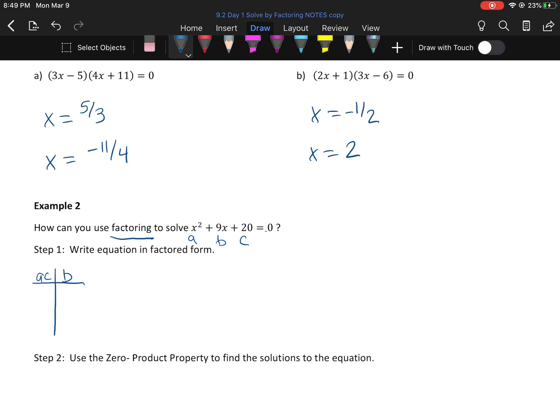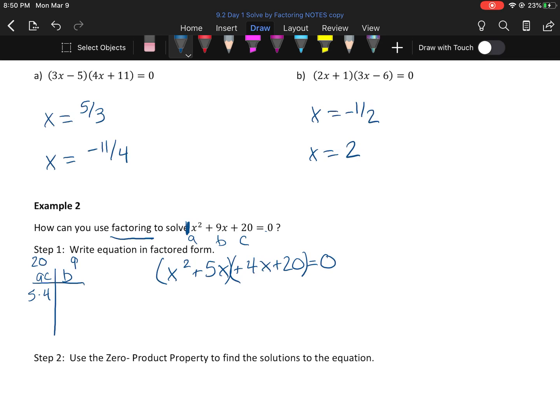A times C in this problem is 20. If you need to put that 1 there, put that 1 there. B is 9. So what two numbers multiply to 20 but add to 9? That's going to be 5 and 4. I'm going to go ahead and factor this by grouping. If you factor by using the box method, that's fine. Go ahead and do it that way. I'm going to go ahead and put that equal to 0.